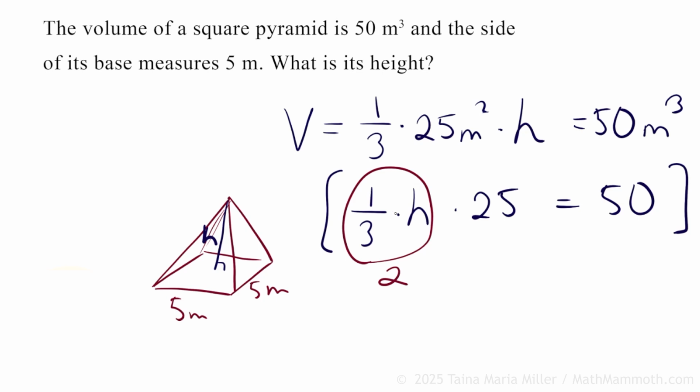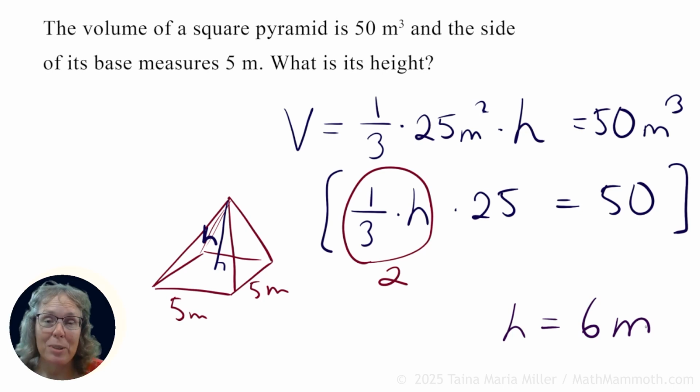So some number divided by 3 has to equal 2. What's that number? Yeah, it is 6. The height must be 6. What units? Since we have cubic meters, square meters, then this must be in meters. 6 meters. So it's a pretty good sized pyramid here. Well, not compared to the Great Pyramid, but compared to, say, a room.